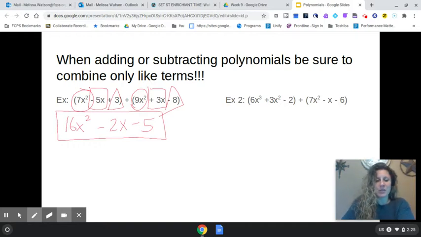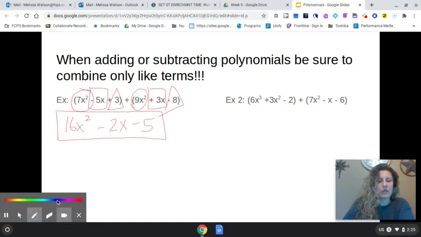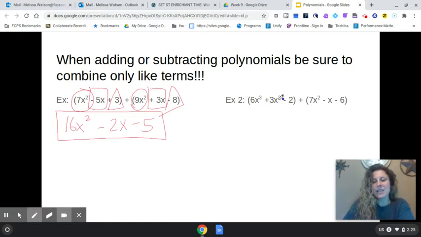Okay, for example number 2, I'm going to change color, and I'm going to go with blue this time. We are still adding these two polynomial expressions, but this one again, I need to make sure that I'm just combining like terms. So there may be some items that are not like, and therefore we just need to bring them down into our final answer. For instance, 6x cubed is the first term in this first polynomial. However, notice there's no x cubed term in the second polynomial. So this 6x to the third has nothing like to combine it to. So we're just going to pull it down.